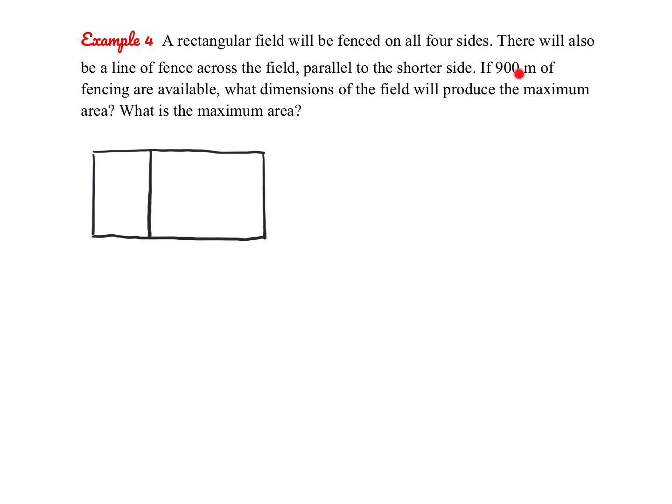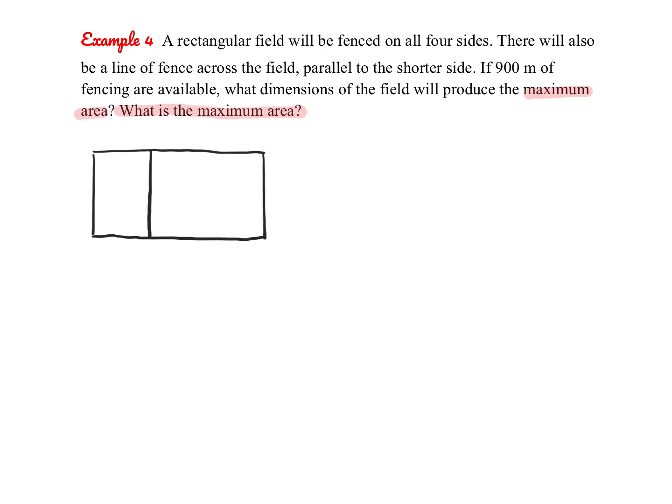It says if 900 meters of fencing are available, what dimensions of the field will produce the maximum area? So we want to maximize the area and then figure out what that maximum area is. So we're going to need to find a way to create a function that models the area of this rectangle.